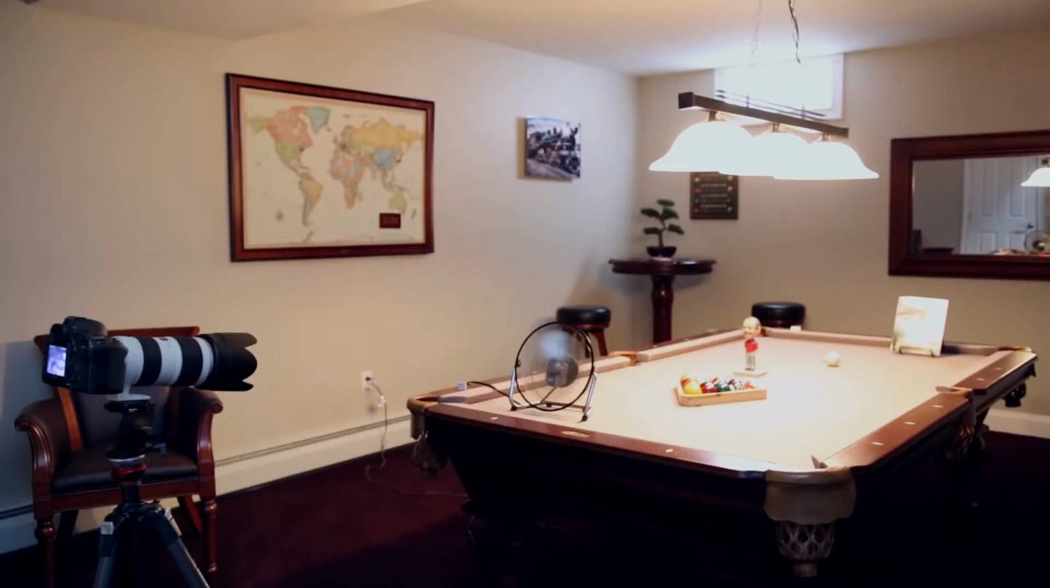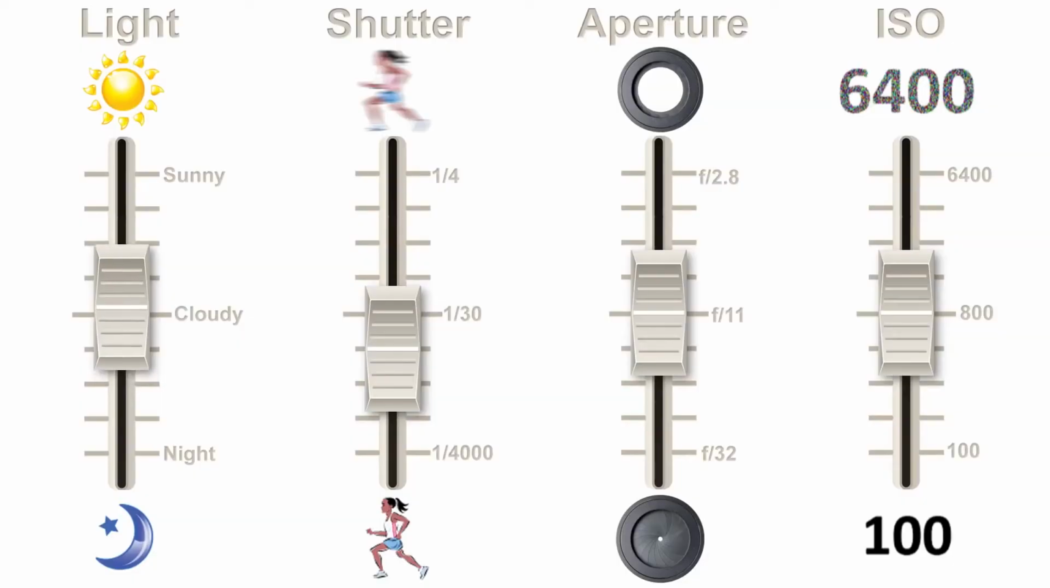A stop in photography is doubling or halving the light. So if you double the amount of light in a room, then you've added one stop of light. If you cut the shutter speed conversely in half, say you go from 1/250th of a second to 1/500th of a second, you increase the shutter stop by one stop.